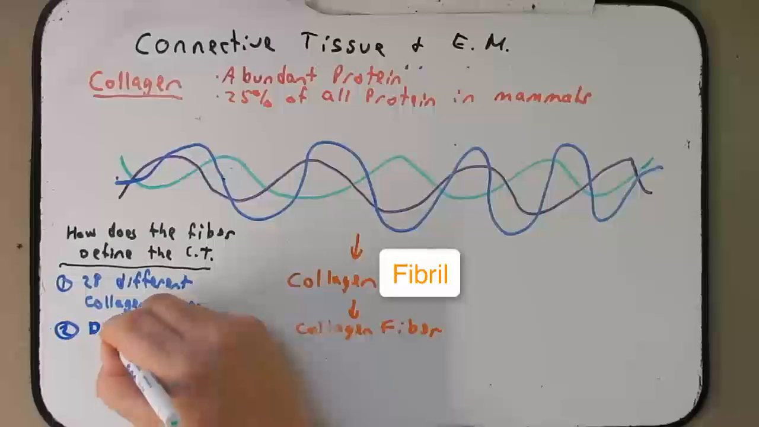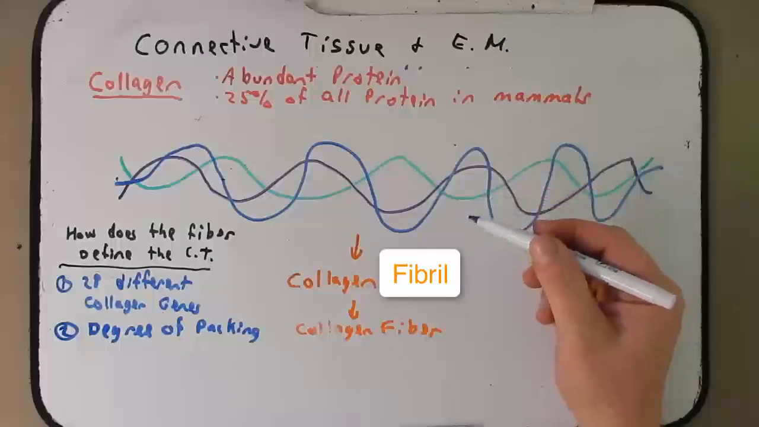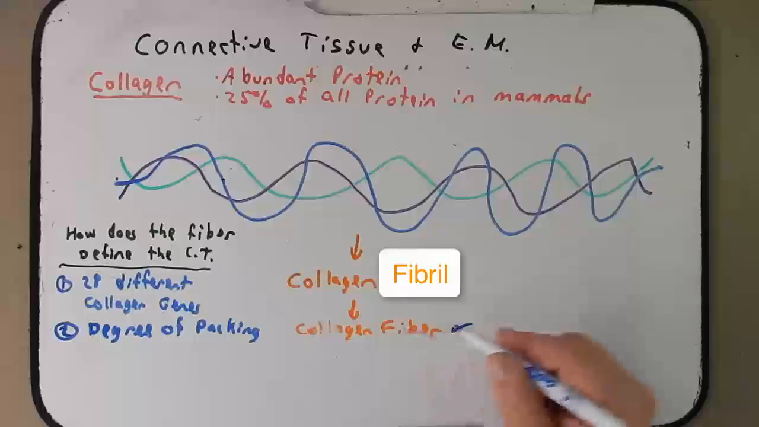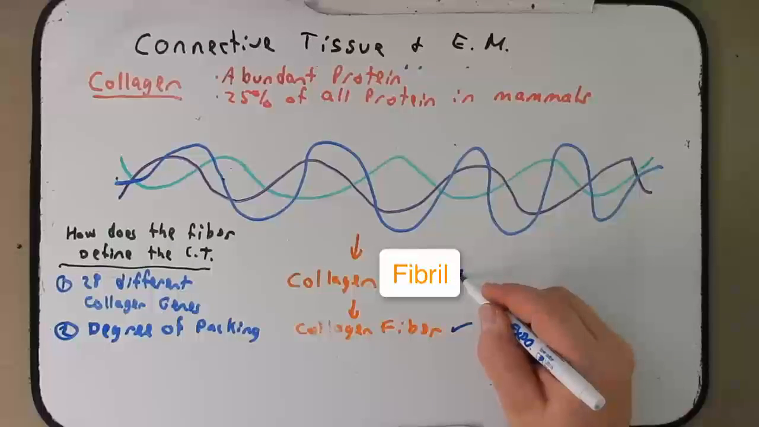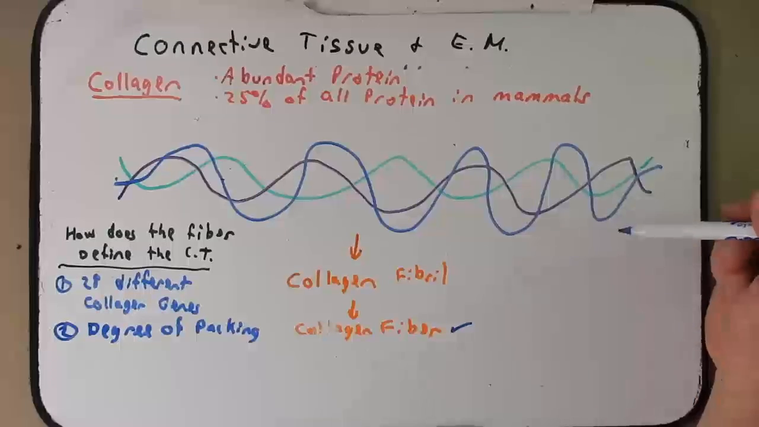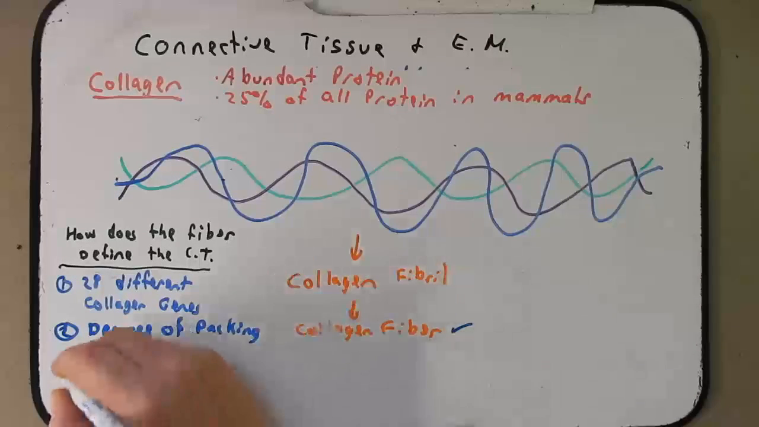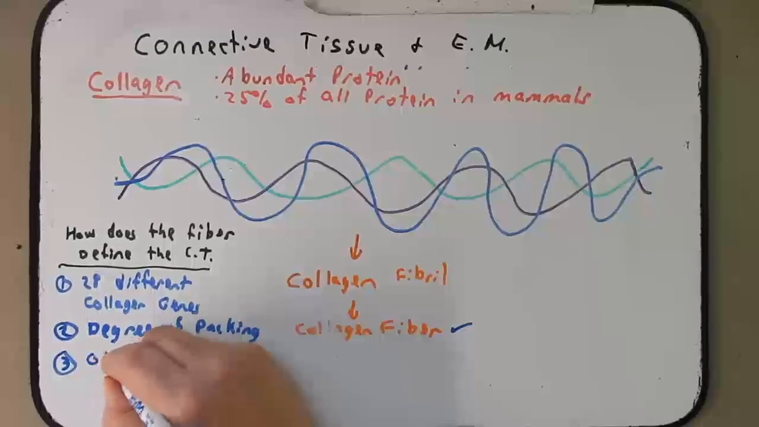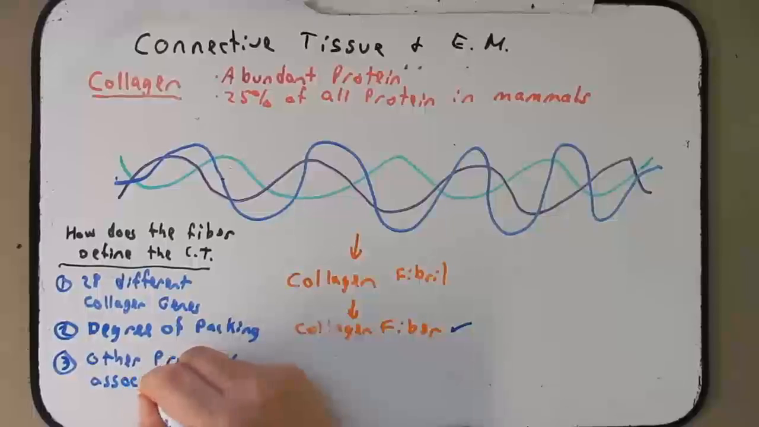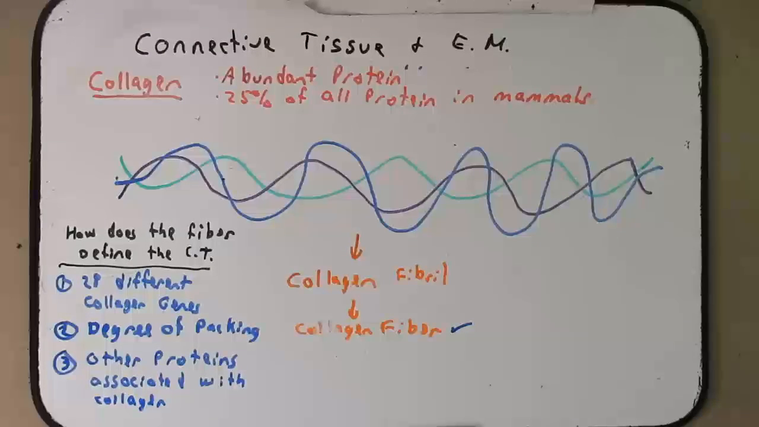Also, the degree of packing. And what I mean by this is in connective tissues, sometimes the collagen is folded all the way into a fiber, sometimes into a fibril. So different degrees of packing will lead to different strengths of the collagen being formed in that connective tissue. And the last thing I'm going to mention is that there are other proteins associated with collagen, depending upon the tissue type you're talking about.